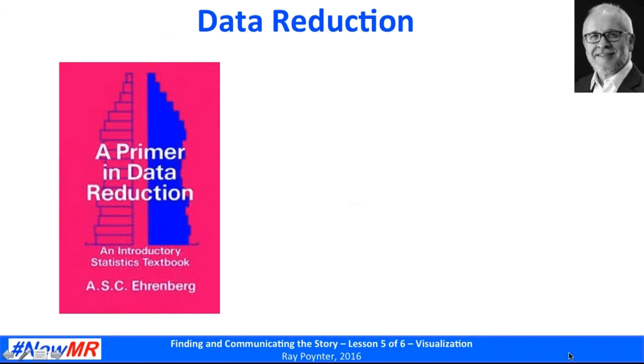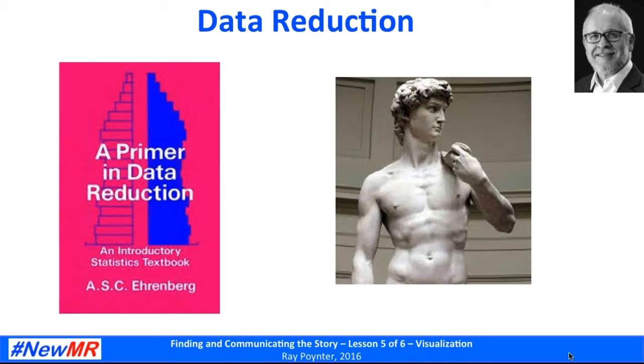There is a single super book on this topic. Andrew Ehrenberg, A Primer in Data Reduction. It's astonishingly expensive for a small paperback. It's about £80, what's that, about $120, or maybe that'll soon be $80 the way the pound is going. It is an expensive book. It's a great read. It will really help you understand the process of data reduction, because visualization is all about data reduction. We're trying to take the key elements and make them really visible.